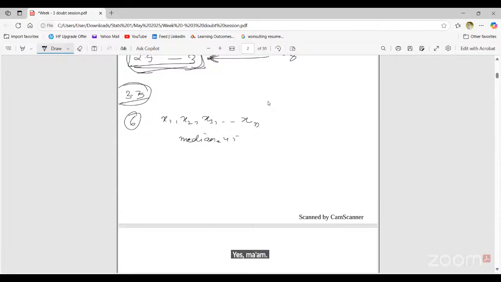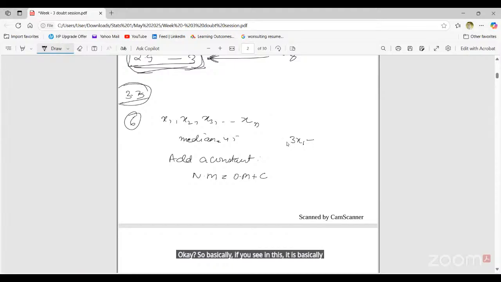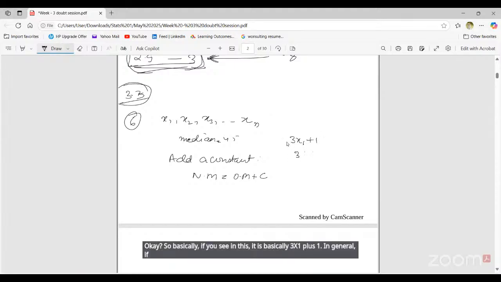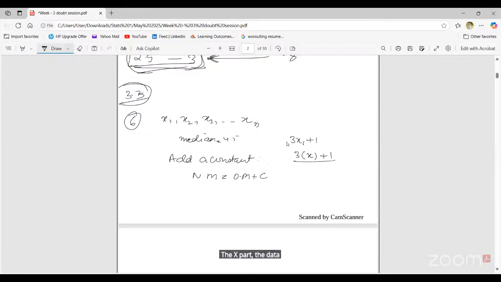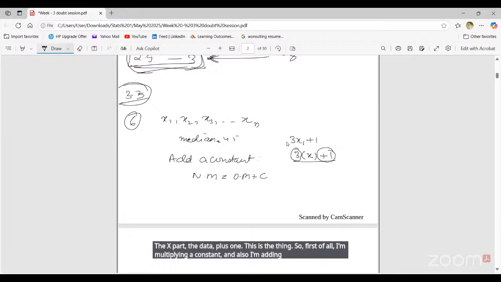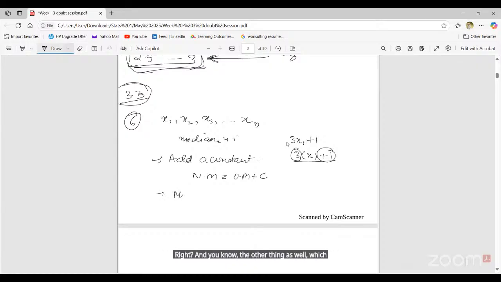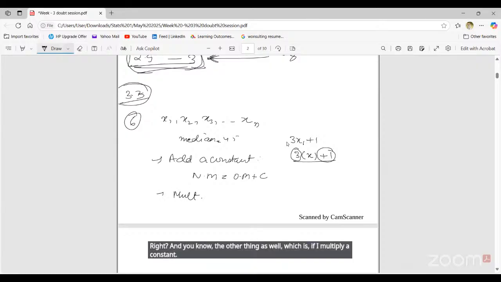Now, you know one thing about the median. If you add a constant, my new median would be the old median plus the constant. So basically, here it is 3x1 plus 1. In general, 3 times the data plus 1. So first of all, I am multiplying by a constant and also adding a constant, correct? And you know the other thing as well: if I multiply by a constant, it would be multiplied to the old median.